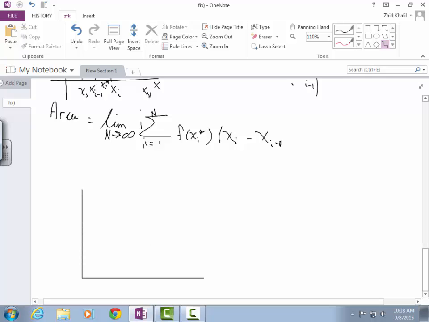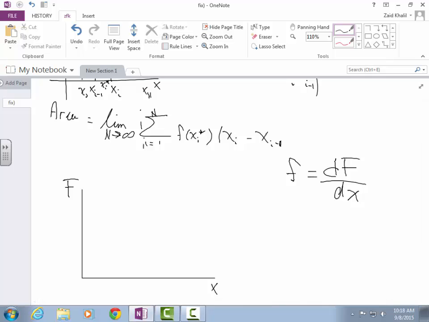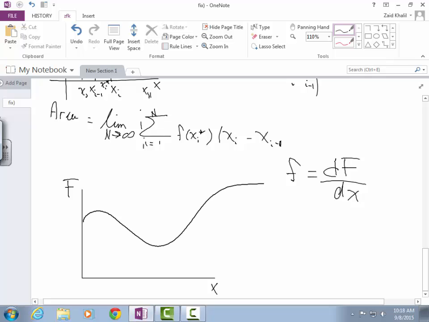So here we're going to graph some other function, and this is F of x. Notice this is capital F, and little f is equal to dF/dx. In other words, it's a given that this function big F has a derivative of little f. So here's this function, big F.